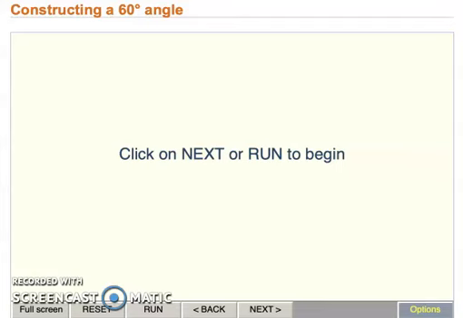So this is how to construct a 60 degree angle. I've purposefully put this one after the equilateral triangle because it uses a very similar method, but where you're only going to draw two sides of the triangle, creating a 60 degree angle.